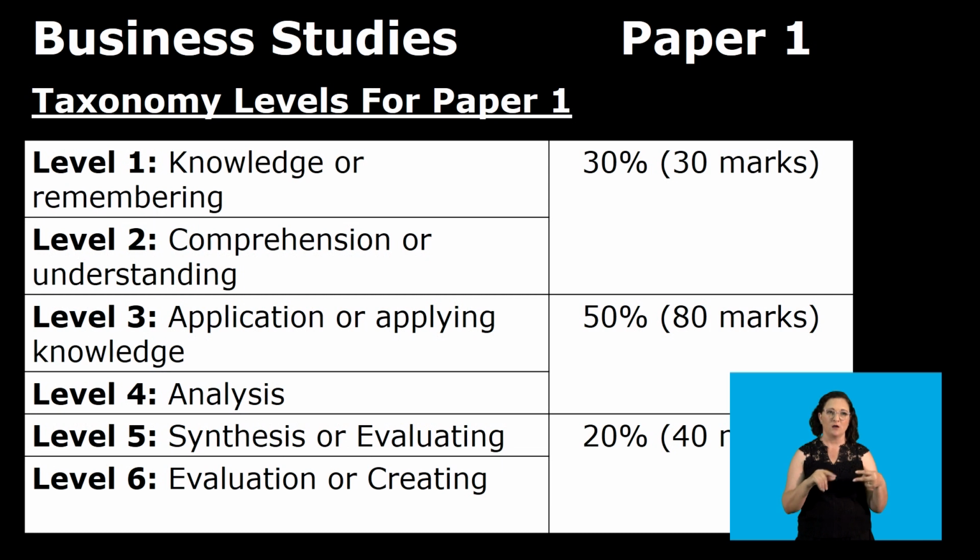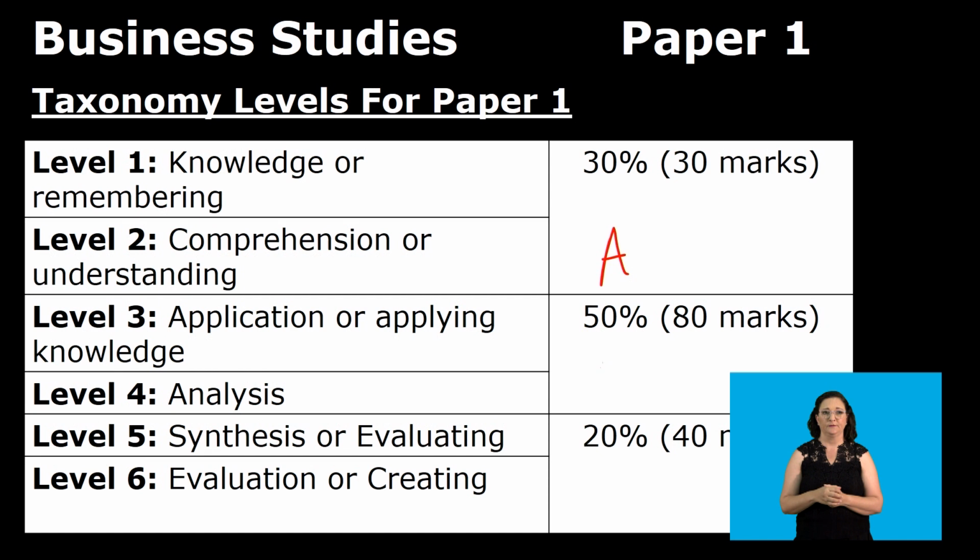We've got Level 1 and Level 2, which is found in your Section A. Level 1 is your knowledge or remembering type of questions. Comprehension or understanding is what is being assessed here, 30 marks, which makes it 30% of your exam. So you can see it's very important that you answer here and you don't leave anything blank, because this is a compulsory section. Everyone has to answer this section.